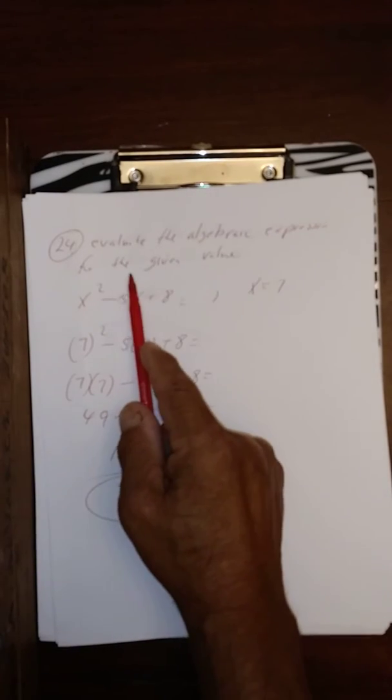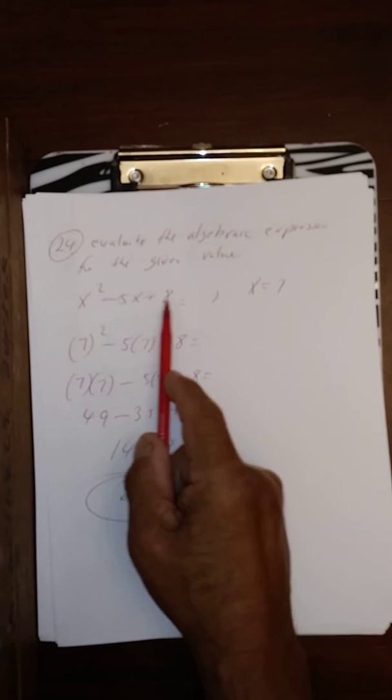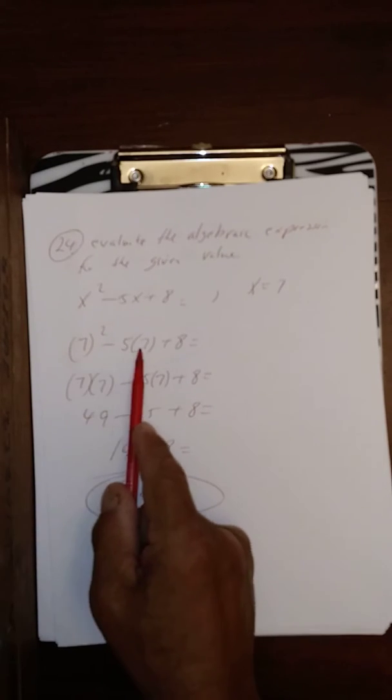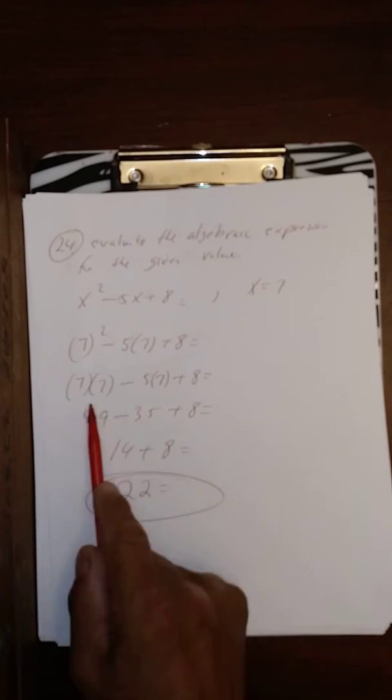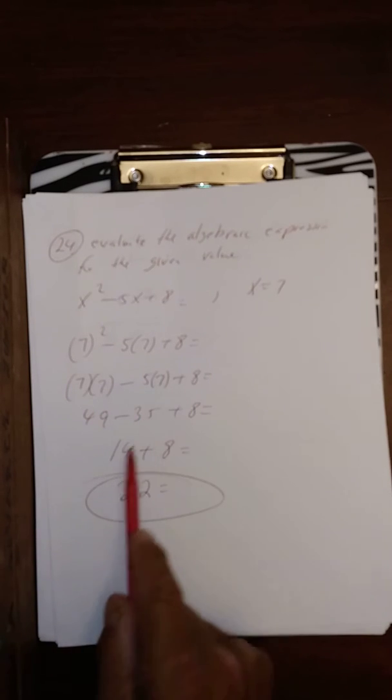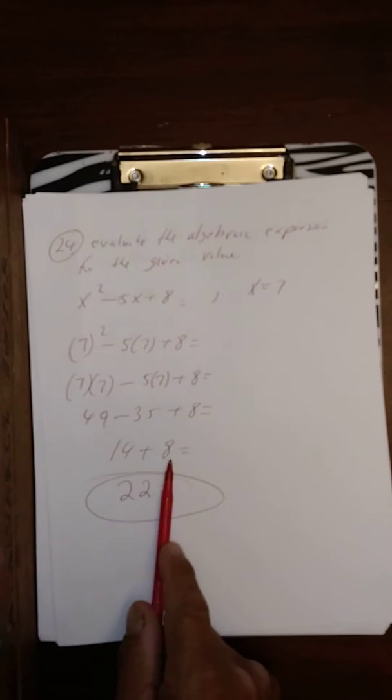Value of the algebraic expression for the given value. X squared minus 5x plus 8 is 7. 7 there, 7 there. 7 times 7 is 49, 5 times 7 is 35. 49 minus 35 is 14, plus 8 more, 22.